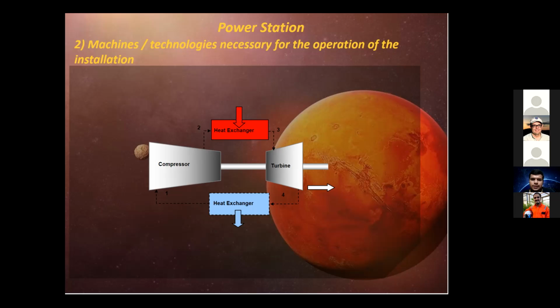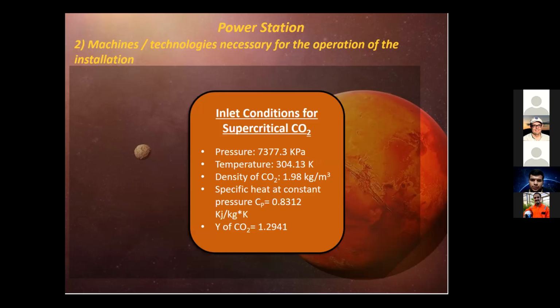But that flow still has some amount of heat, so we can use that heat in the regenerator and send it to the heat exchanger. All these heat exchangers and the regenerator work on a constant pressure principle. So these are the inlet conditions for supercritical CO2.